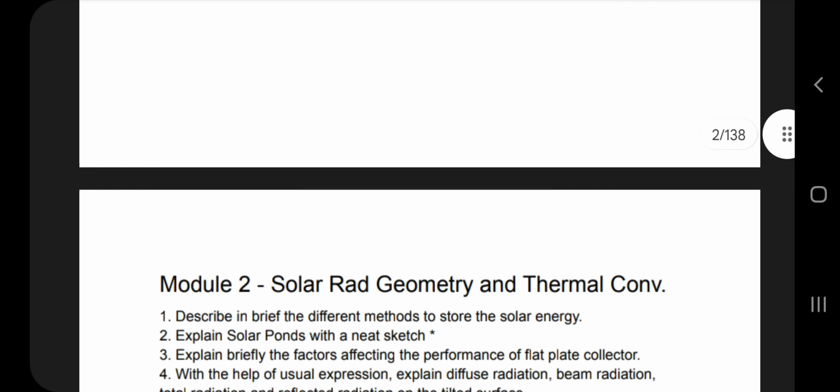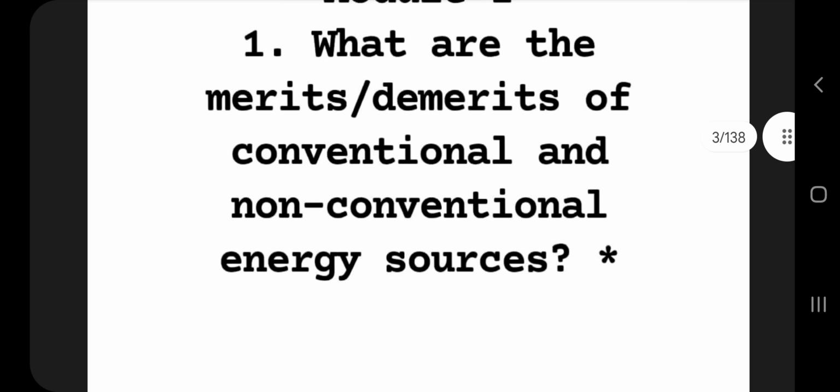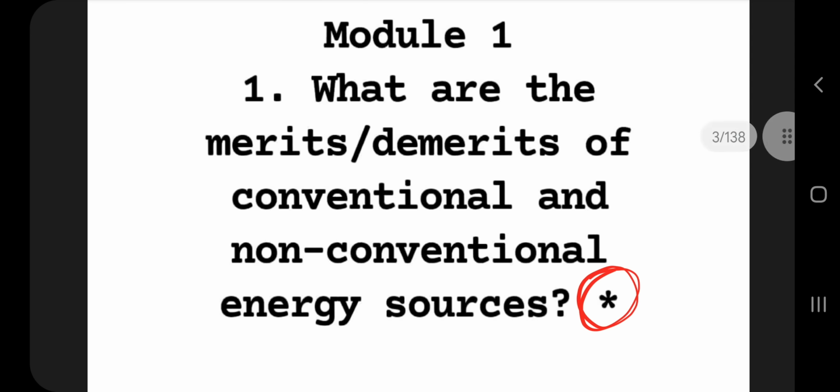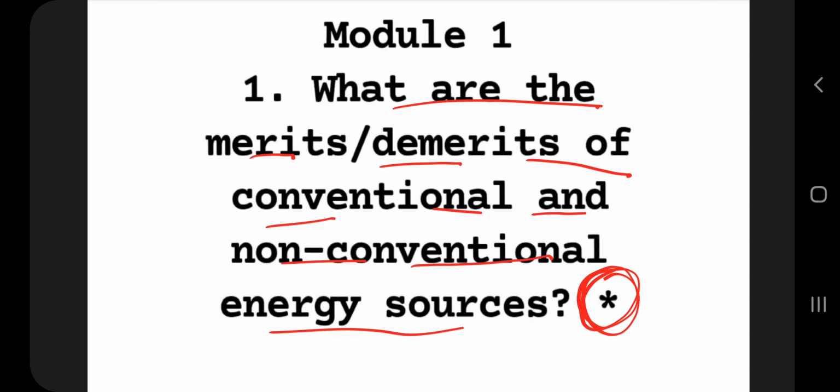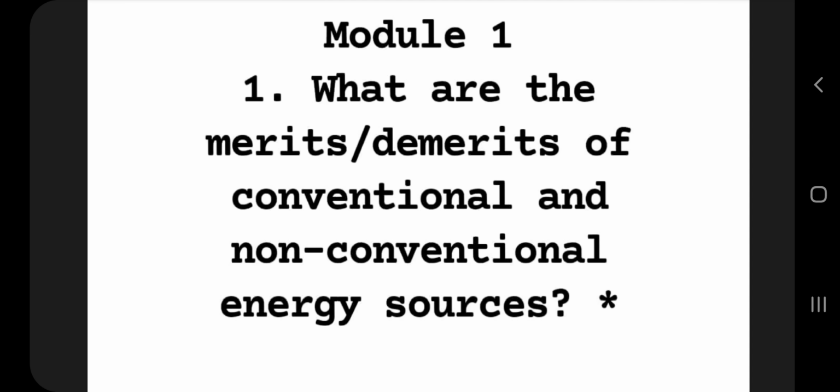The first question. If I mention a star here, it's a must question, you must do it. What are the merits and demerits of conventional and non-conventional energy sources? What do you understand by the terms conventional and non-conventional? Conventional energy sources are those which are available and which we are already using, like coal. Non-conventional are renewable resources present in nature, like solar energy, wind energy, tidal energy and so on.